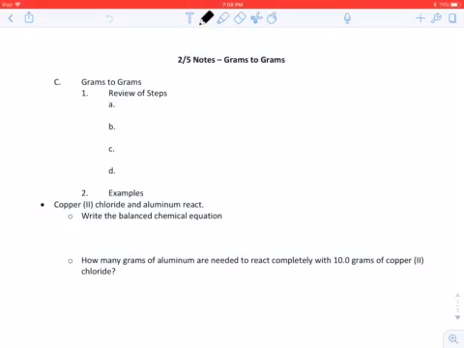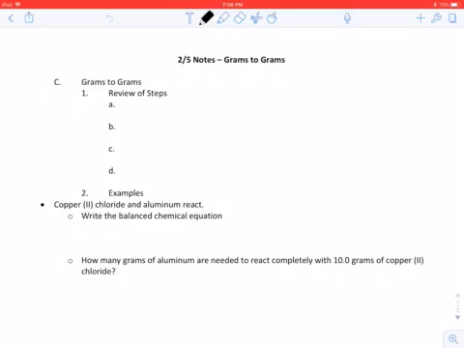Well, today we are talking about gram to gram conversion. Remember, last week we talked about mole to mole conversions, but today we're going to do all the steps. So we're just going to quickly review those steps to make sure we're all on the same page and we remember it. We're also going to write it down one more time.